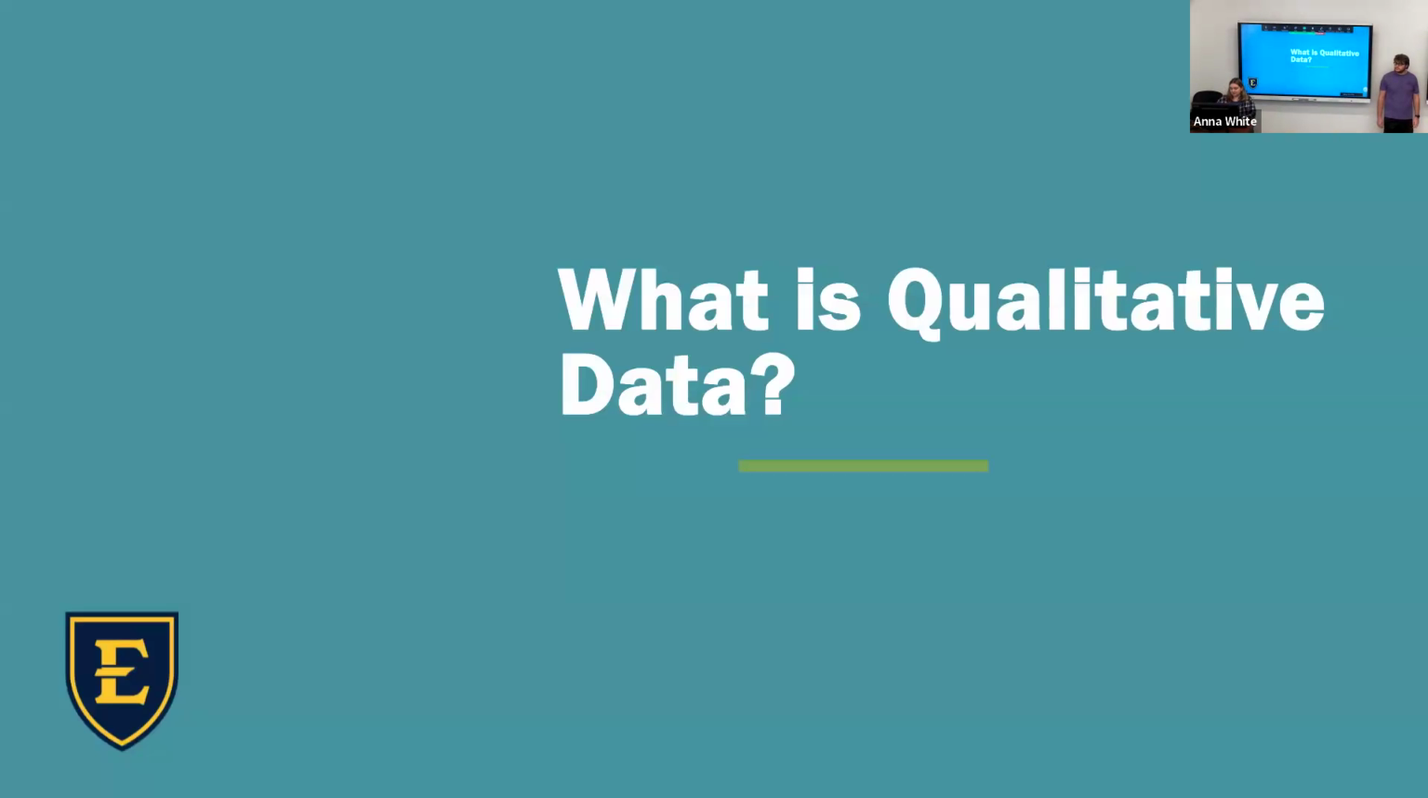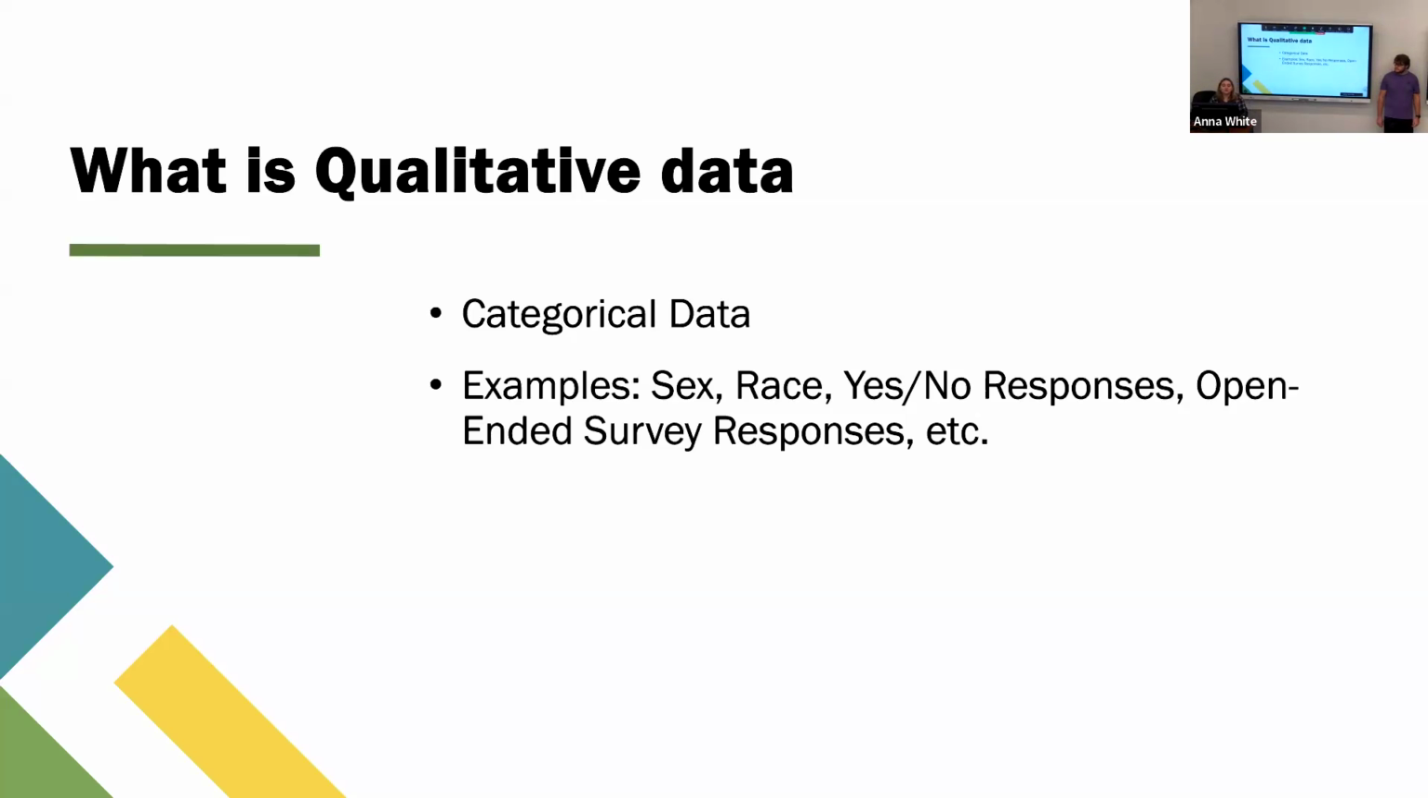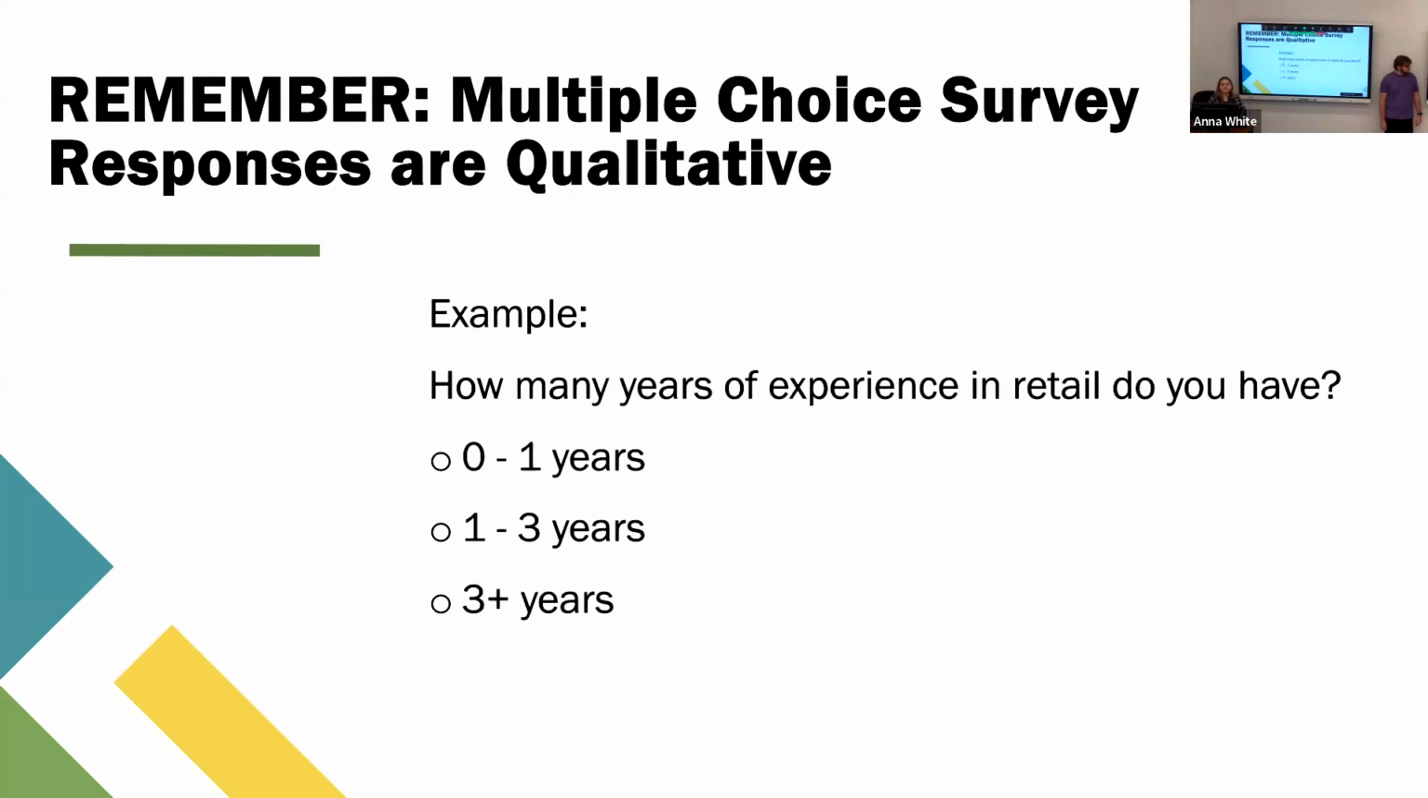So what is qualitative data? Specifically, when we use this term, we are talking about categorical data. This is going to be data like sex, race, so demographic information, as well as yes or no responses to survey questions, and open-ended survey responses. And so qualitative data is going to look like this.